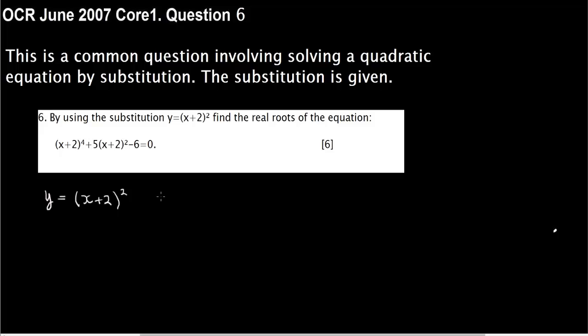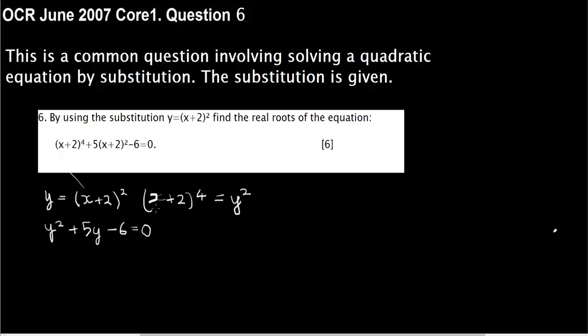Well, if y equals x plus 2 all squared, we can say that x plus 2 to the power 4, which is what we've got here, is y squared. And x plus 2 squared is y. So we can rewrite that equation as y squared plus 5y minus 6 equals 0.